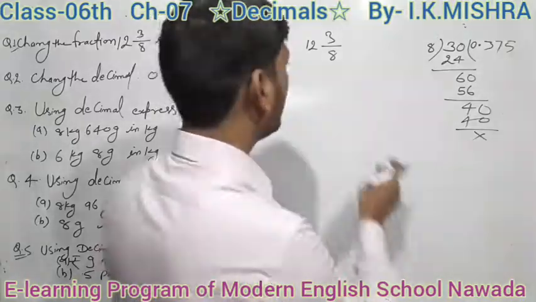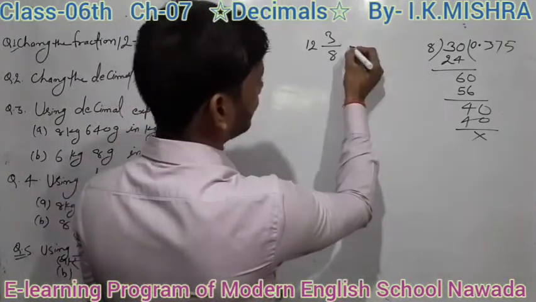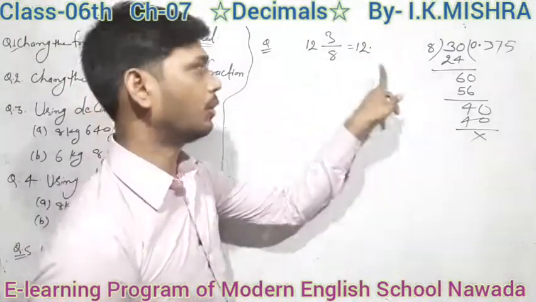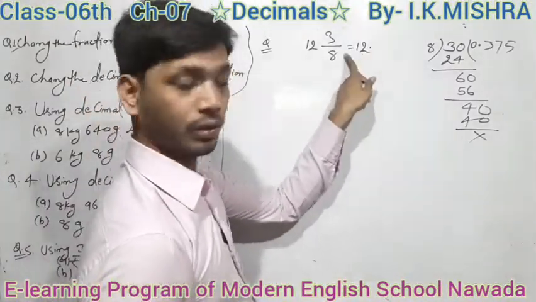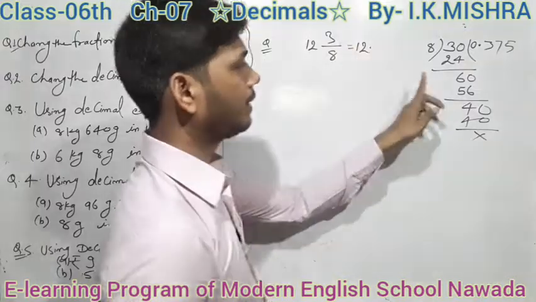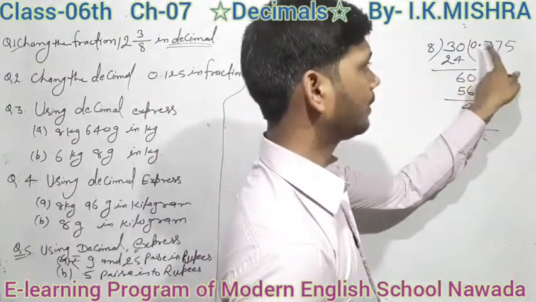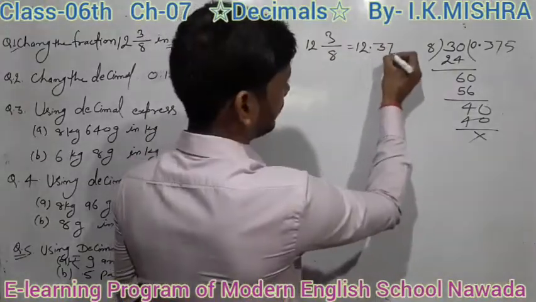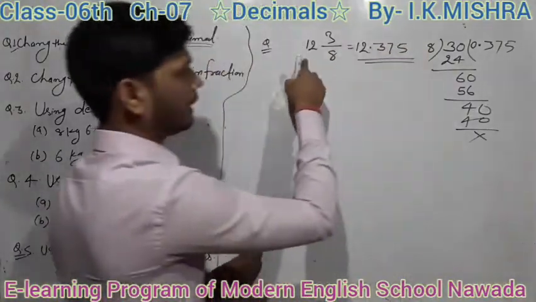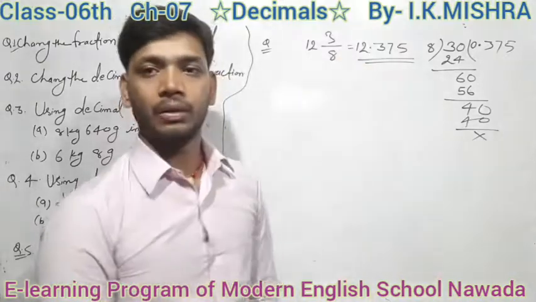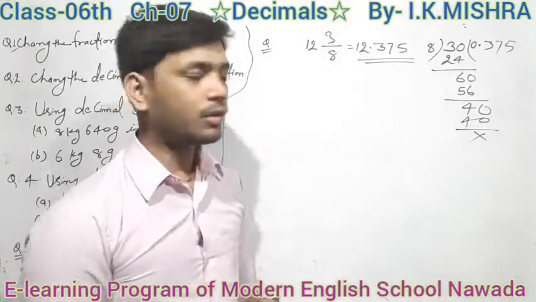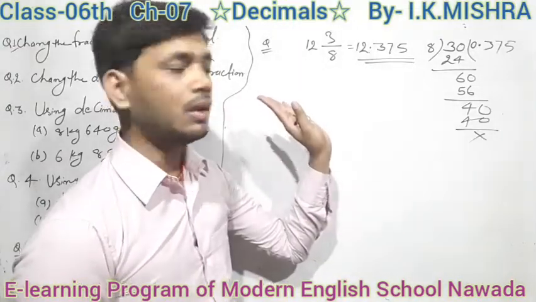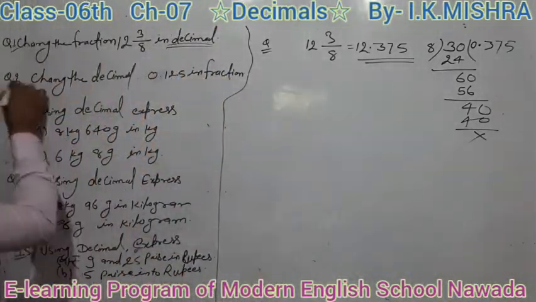So students, here it will be written as 12 point. Here 12 is the whole number, so before the point write 12, and here 0.375, that means 375. So students, it is changed into decimal. Similarly students, you can change all the questions of this type. Now proceed to question number 2.